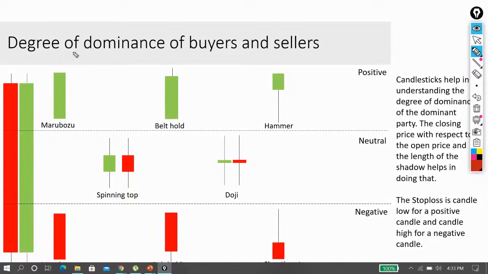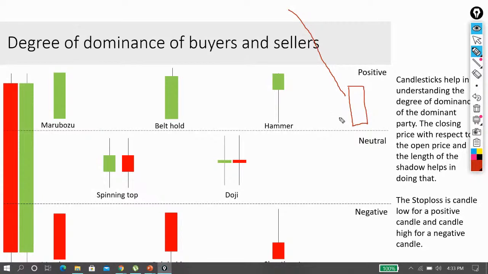So let's say this particular candle is formed, or this is formed, or this is formed. So you have to always work with a stop loss. Okay. Let me give you an example. Let's say the market was moving down like this. Now, one of these candles is formed. Let's say a Marubozu is formed.